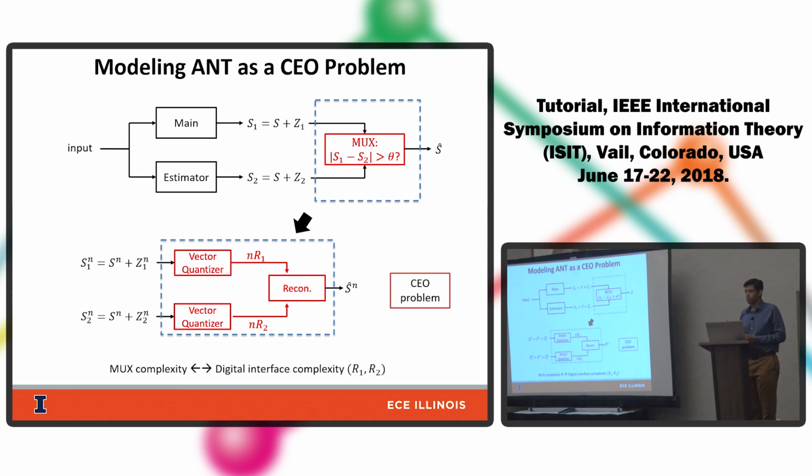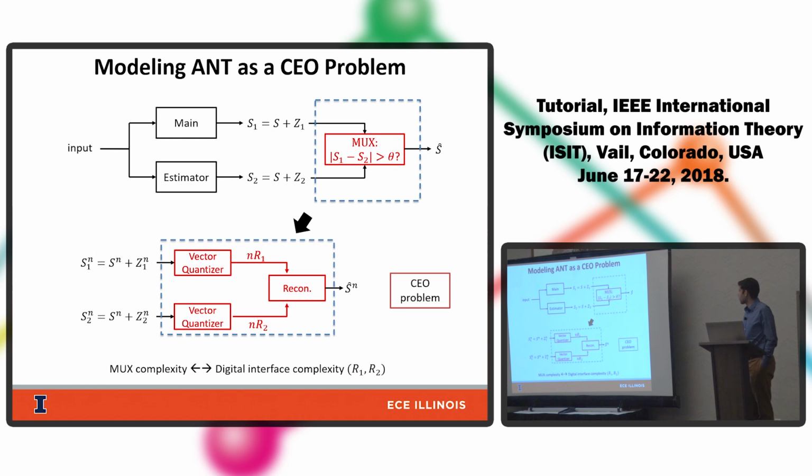And the basic idea we want to do is model these computational structures as multi-terminal source coding problems. Right? So for example, think of the ANT structure, the algorithmic noise tolerance structure, as a CEO problem from multi-terminal source coding theory. So we'll think of the main block and the estimator block as two observations of a noiseless computation S, where Z1 and Z2 are these two perhaps independent noise sources, perhaps there's some relationship. And then the decision variable is treated as a reconstruction block.